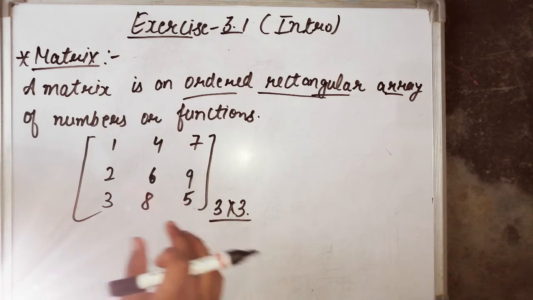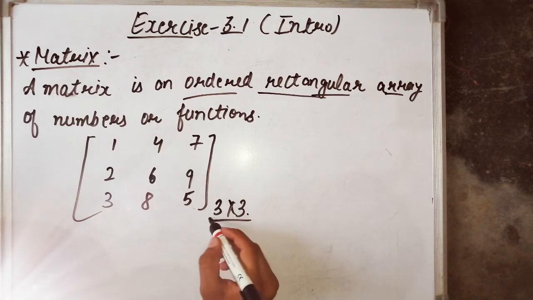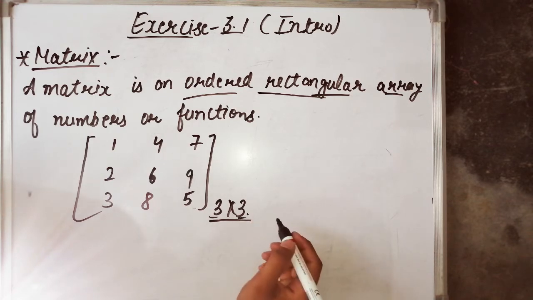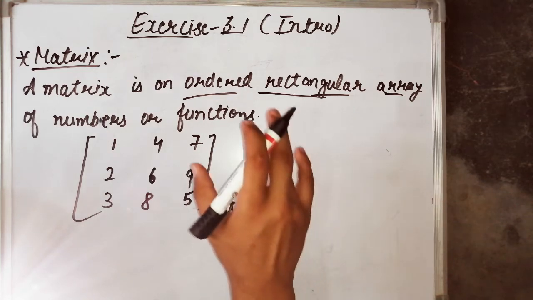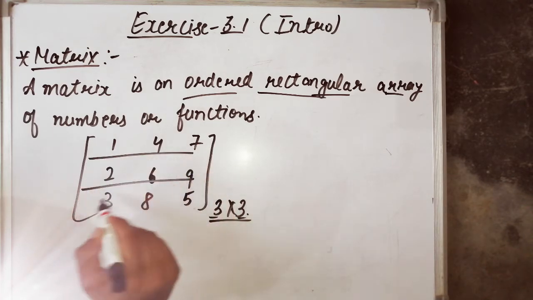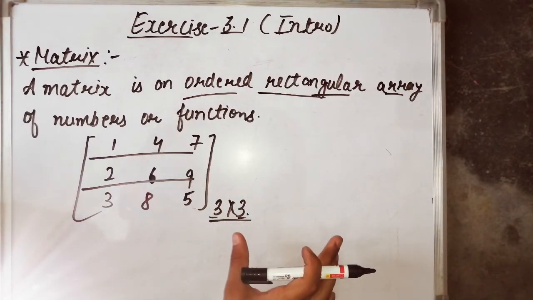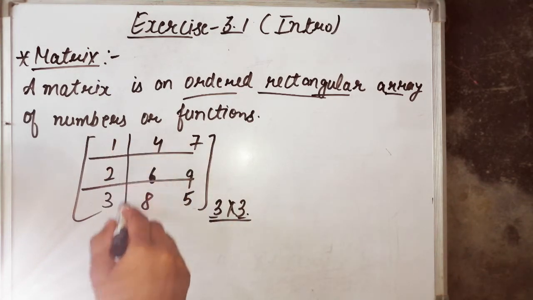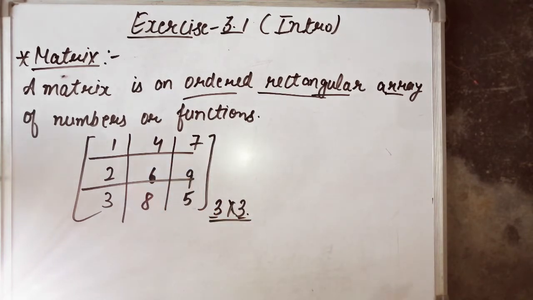This matrix which I have drawn here is of order 3 cross 3, which means that the first 3 which I have written here represents the number of rows, and the second number represents the columns of this matrix. So what are the rows? Rows are these, which consist of 1 4 7, 2 6 9, 3 8 5, the numbers. And the columns are these: 1 2 3, 4 6 8, 7 9 5. These are the columns.